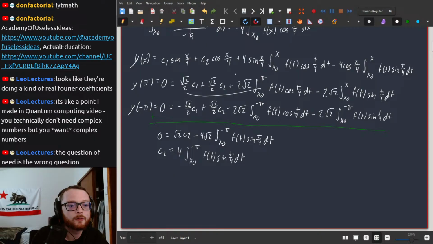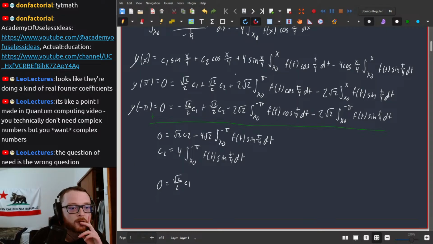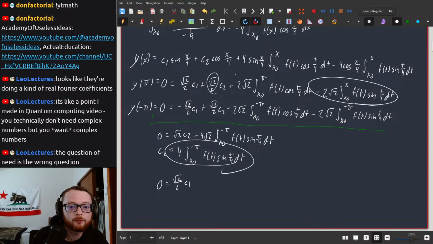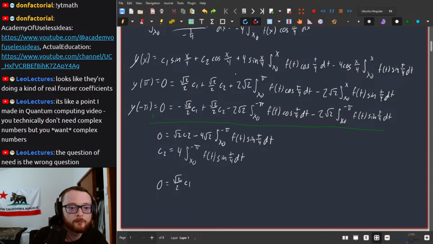Okay, and then I'm going to plug this condition back into the first equation. Now, root 2 over 2 times c2 minus 2 root 2 times that, or it's going to cancel. So I'm going to worry just about that piece.